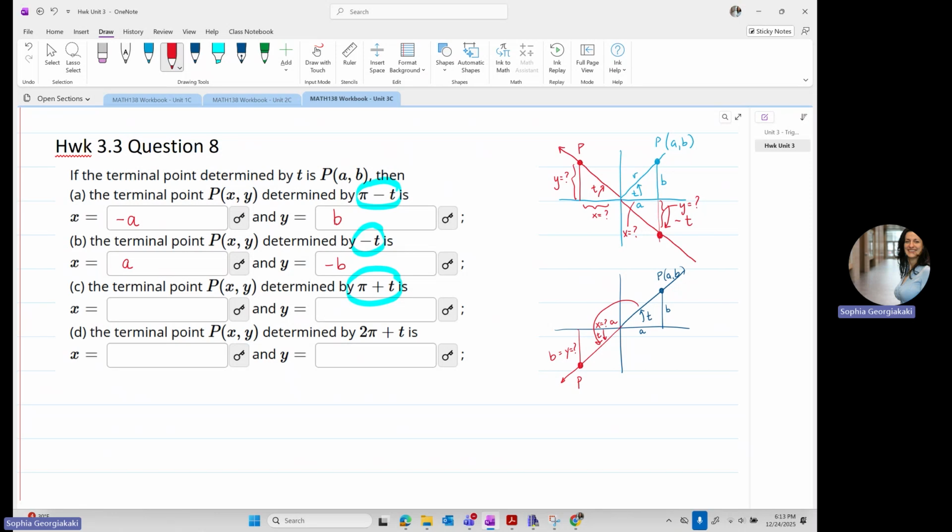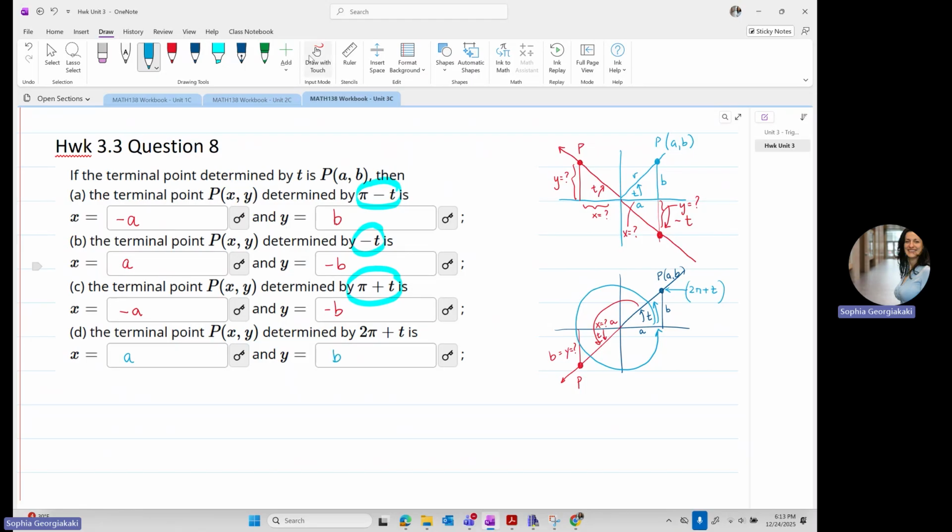Now, A and B are positive in quadrant 1, but A and B will be negative in quadrant 3. So the X will be negative A and the Y will be negative B. The final point is at 2 pi plus T. 2 pi plus T means that we have done a full circle and then we advanced by T. Therefore, this location is a 2 pi plus T rotation, and the coordinates will be identical to the point because we are falling on ourselves. So A and B.